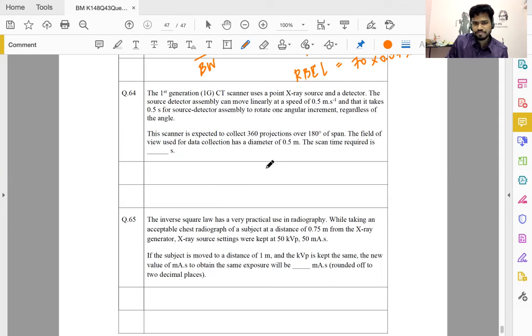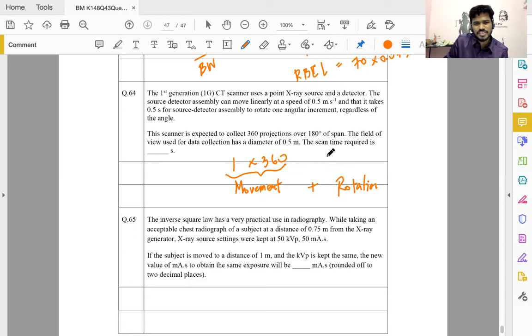Okay. So, movement and rotation. Time taken for movement, time taken for rotation. Now, for one projection, at one angle, movement is 0.5 meters. It could do that in 1 second at a speed of 0.5 meter per second. So 1 second into how many projections? 360. This is the time in seconds corresponding to movement.